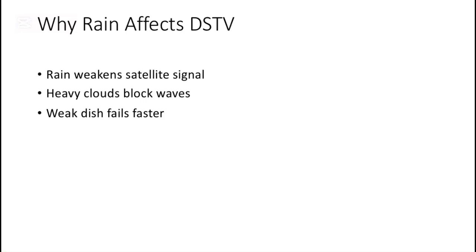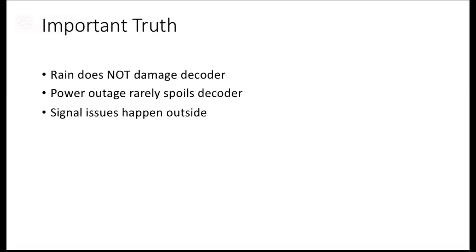Rain is another important factor. Heavy rain weakens satellite signals before they reach your dish. This is known as rain fade. It is normal and unavoidable with satellite TV. However, there is something very important to understand. If your DSTV signal goes off during light rain, your installation is already weak. A properly aligned dish with strong signal can continue working during moderate rainfall. Weak installations fail quickly. That is why some homes lose signal easily while others continue watching.